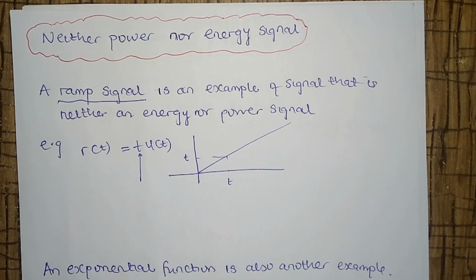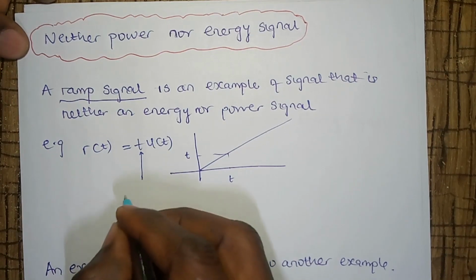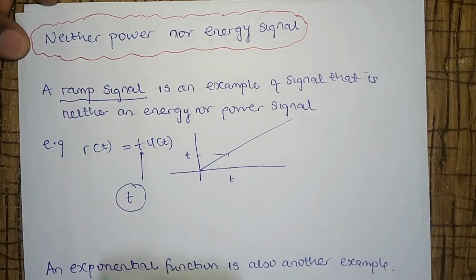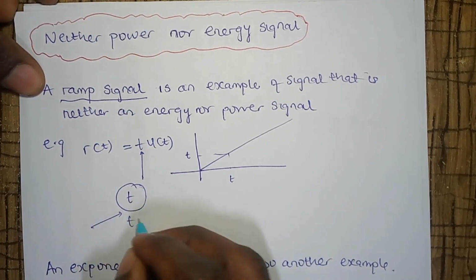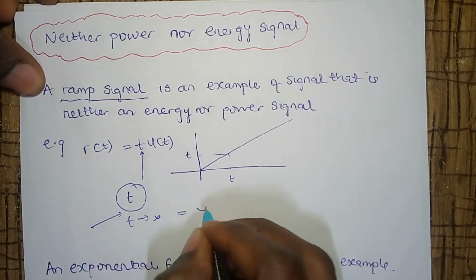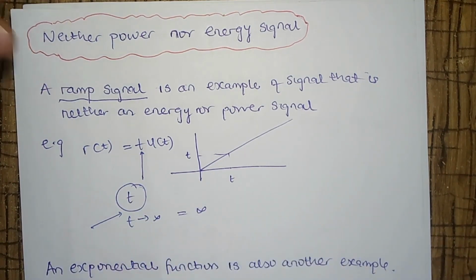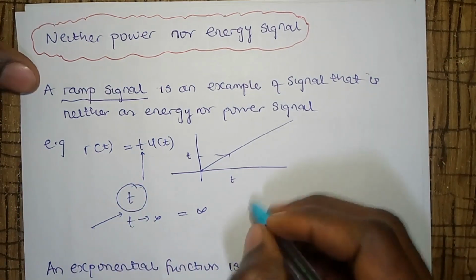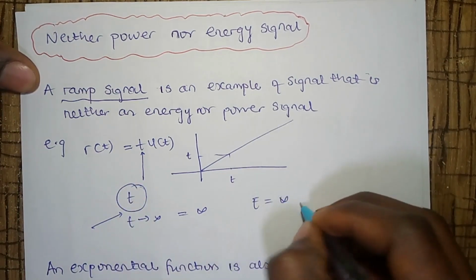If you take the function and test it to infinity, if it gives you 0, then definitely it has to be an energy signal. If it is constant, then definitely it is a power signal. So in this case, let's take t as our main concept. Let's take t as it tends to infinity. We see it results in infinity. So in other words, if it results in infinity, then definitely the energy is equal to infinity.